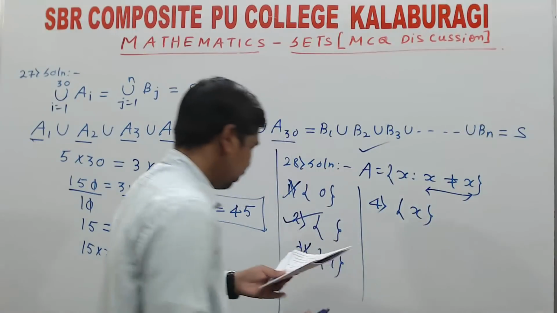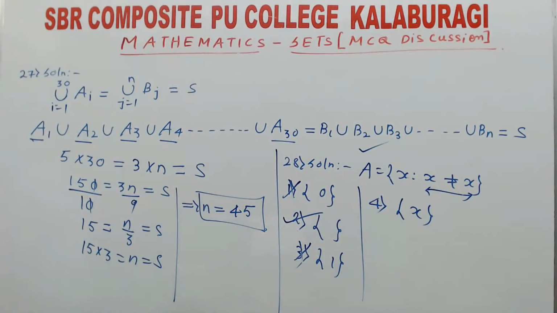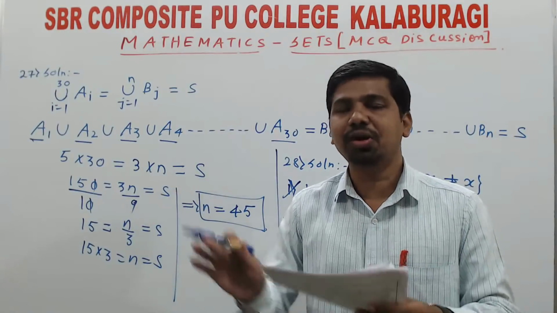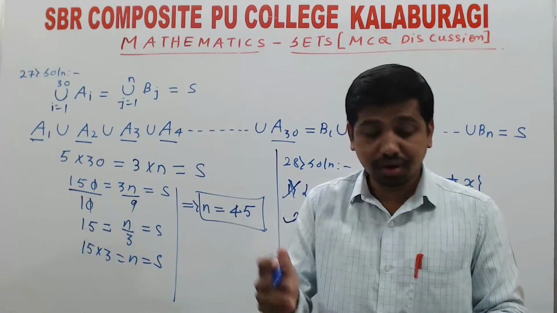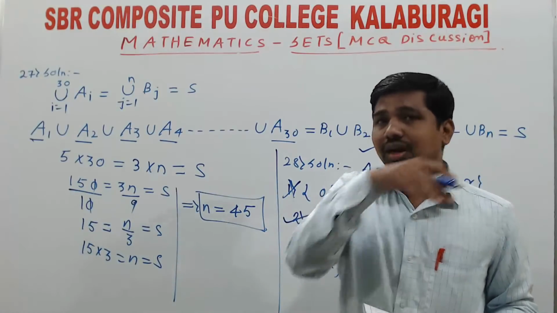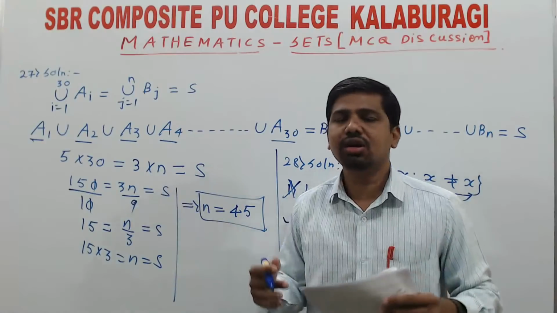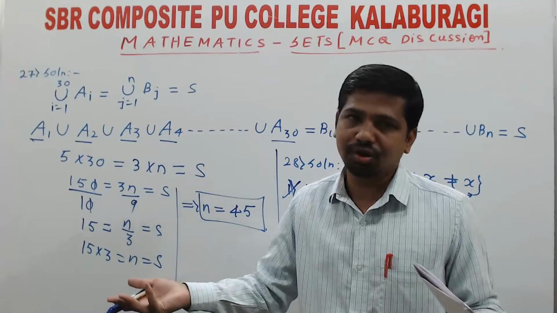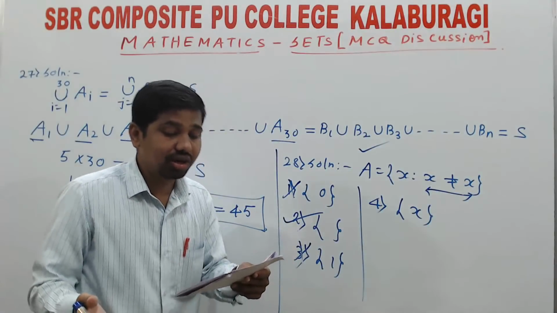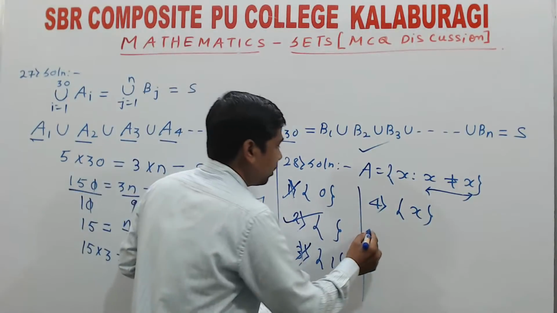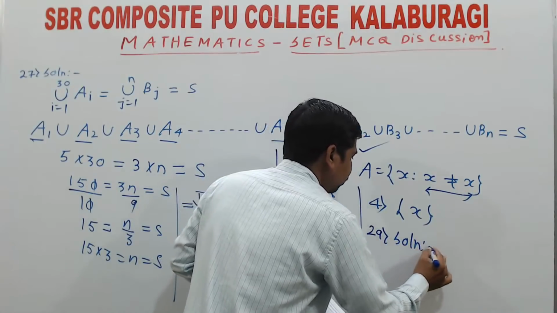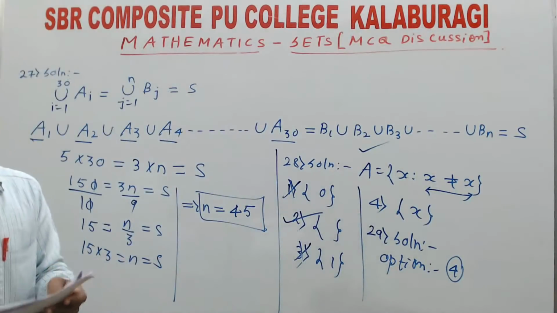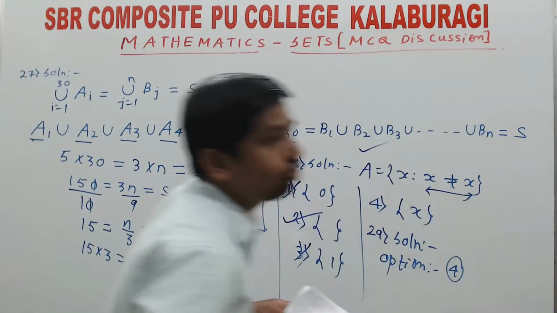29. The set of intelligent students in a class. The word intelligent varies from person to person. Based on a particular character we cannot tell who is intelligent. The word intelligent is not well defined, because a set is a well-defined collection of objects. When you are making the collection, you should not be in a dilemma whether to take this element or not. So the set of intelligent students in a class is not a well-defined collection. That is 29. Which option is correct? Option 4: it is not a well-defined collection of objects. Let us go to the 30th question.